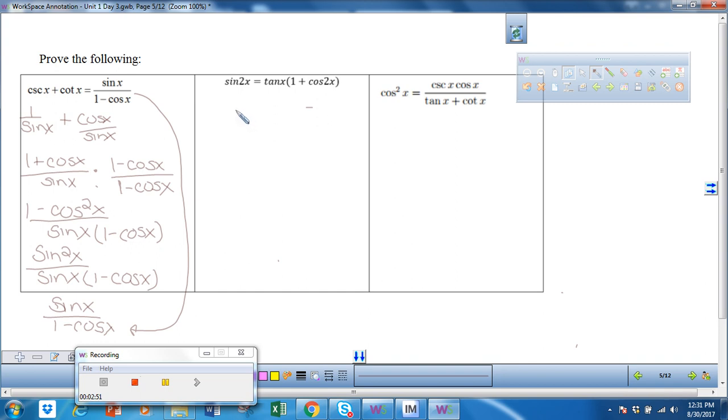For this one, I'm probably going to have to use two identities. Again, if you look in the middle of your paper, the top of your paper, remember that sine 2x is equal to 2 sine x cosine x. Okay? So I haven't really done anything to that side. I just rewrote it because that's going to help me in a minute. So I know that tan x is sine x over cosine x. Because remember, you always want to try to get everything in terms of sine and cosine.